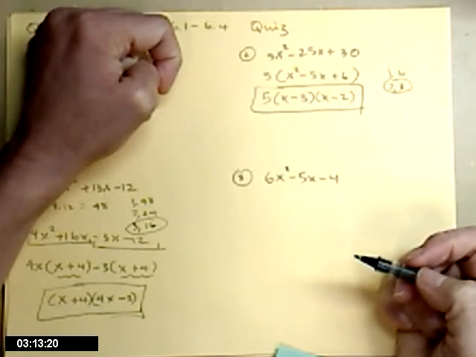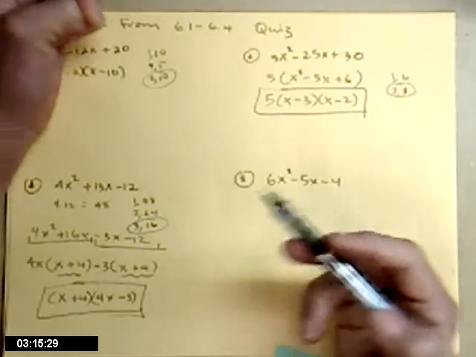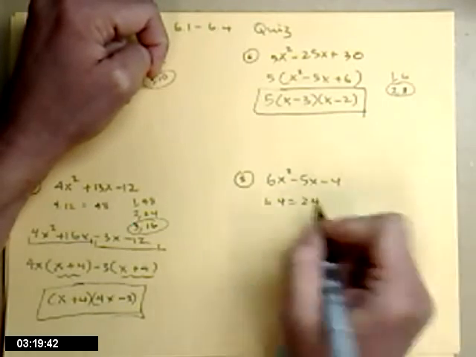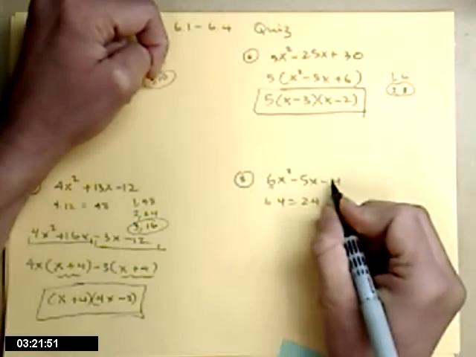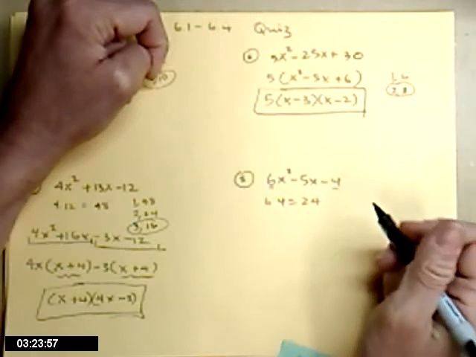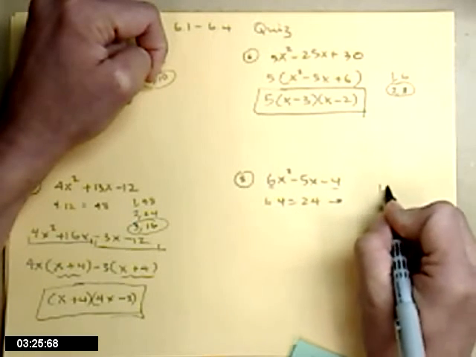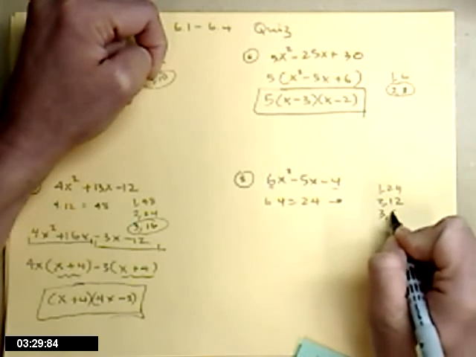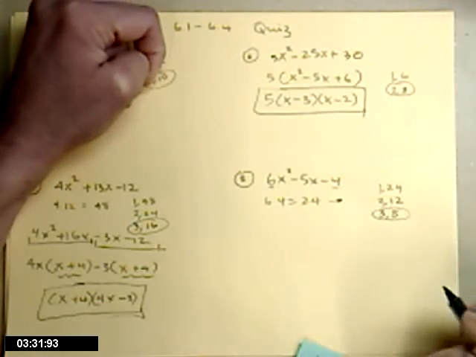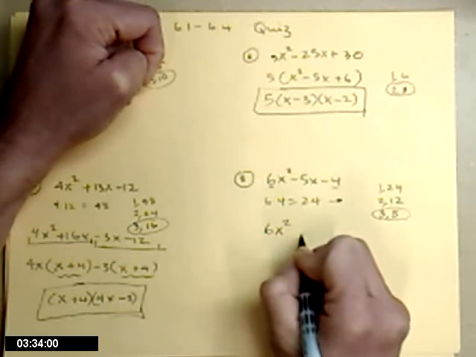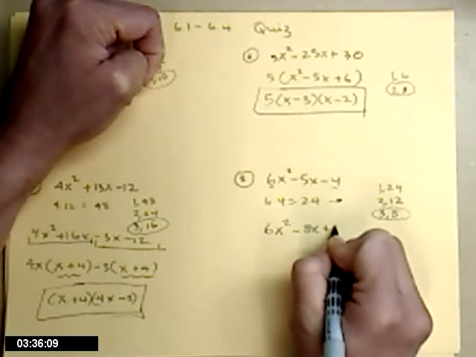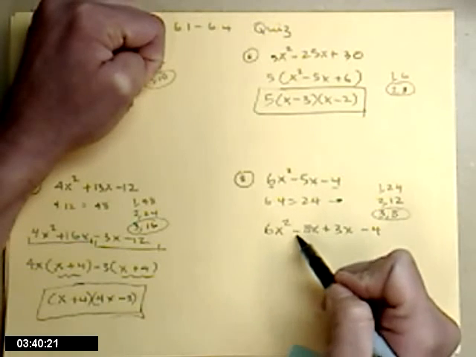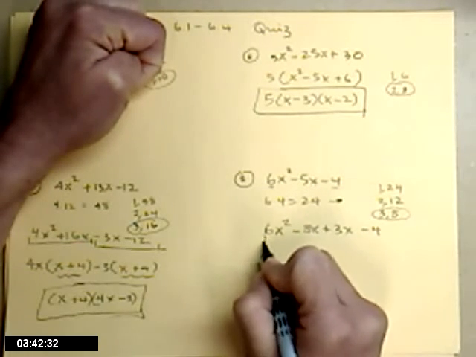Alright, and then number 8 is just like 4. So 6 times 4 to get 24. Leading coefficient times the constant term. It's negative, so I need to subtract to give 5. So numbers that multiply to 24, again, it's a pretty long list. Keep writing them until you come up with the one that subtracts to give 5. There it is. So 6x squared minus 8x plus 3x minus 4. So I rewrite that negative 5x as minus 8x plus 3x.